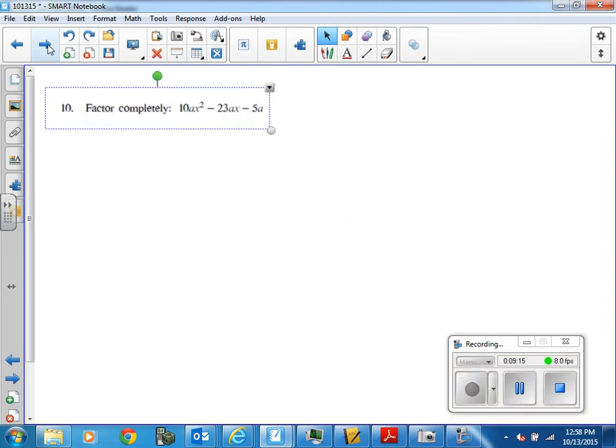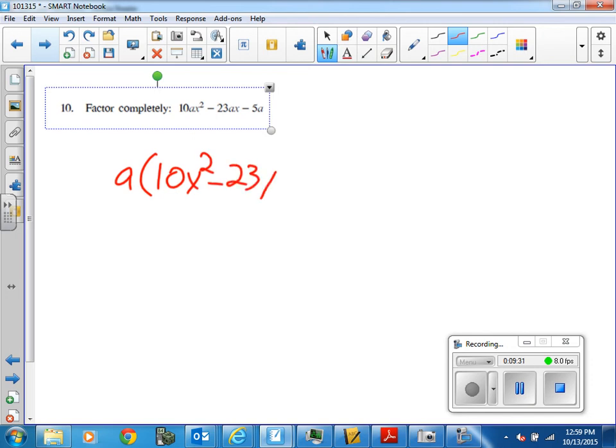Okay, number 10, I was surprised so many people did not get this right. A lot of people did the greatest common factor, but they did not know what to do after that. So let's look. Greatest common factor would be a. So I'd have a times 10x squared minus 23x minus 5, and I would now try and factor all this.